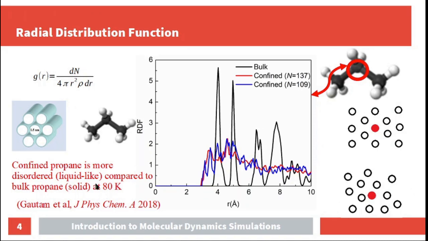So what it means is, at 80 Kelvin, if you have propane in bulk, it behaves like a crystalline material, a solid, whereas when you confine it in these pores, it becomes like a liquid. And just to remind you, propane becomes solid if you cool it below 85 Kelvin in bulk state. That is an experimental fact. So what this experiment and the radial distribution functions calculated from MD simulations tell us is that if you put propane in the porous material, it remains liquid even at 80 Kelvin, while it freezes when it is in bulk.